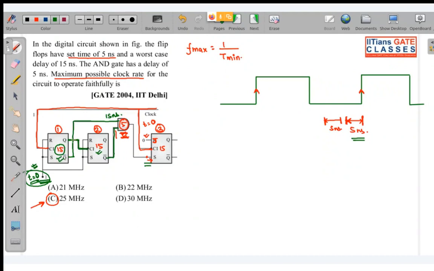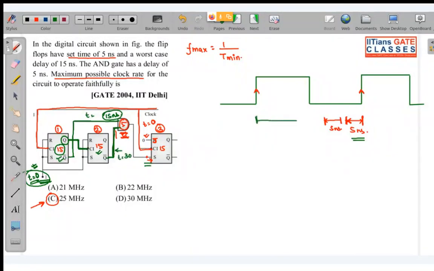This second flip flop's clock is taken from the non-complemented output. So after 15 nanoseconds, this will be produced. After 15 more nanoseconds, I will get this output. But by that time, this input has already stabilized because it was available at t equal to 15 nanoseconds, and this input is available at t equal to 30 nanoseconds.